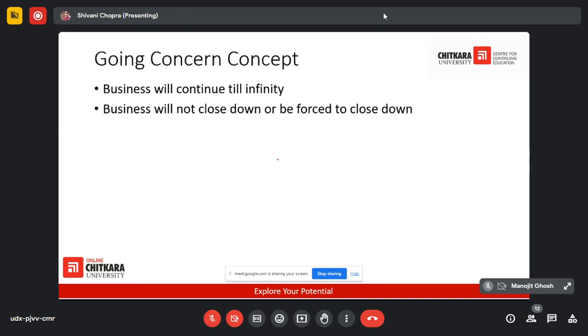Next one is the going concern concept. The going concern concept states that the business will continue till infinity. So we are not assuming that the business will close down or be forced to close down. The business will continue. And because of this concept, whenever a balance sheet is prepared, it is prepared with this thing in the mind that the business will continue. That is the reason the assets are valued, and that is the reason how we assign depreciation to assets and amortization to intangible assets, because we are assuming a going concern concept.